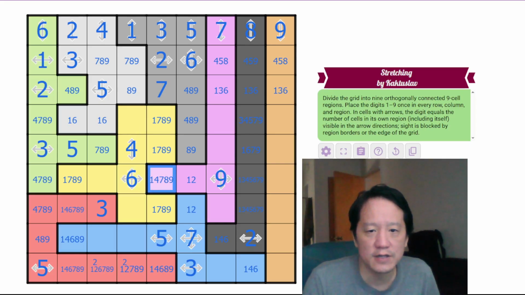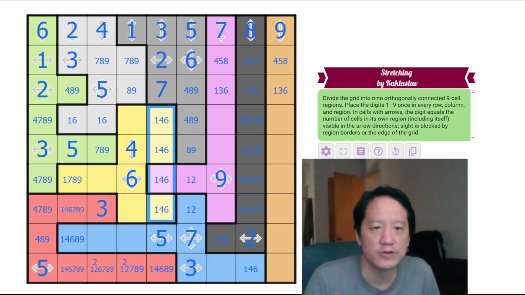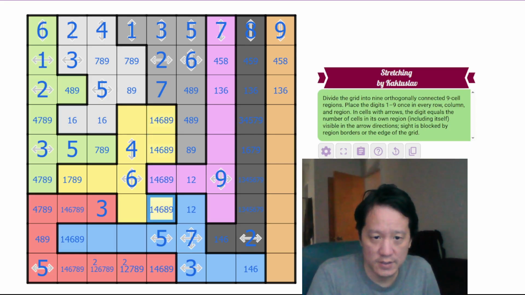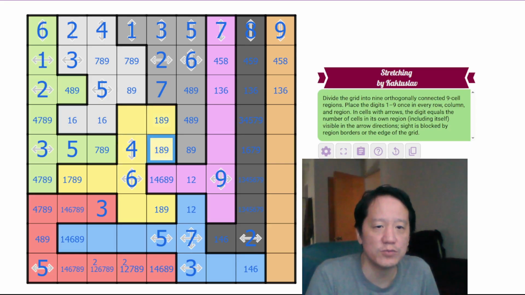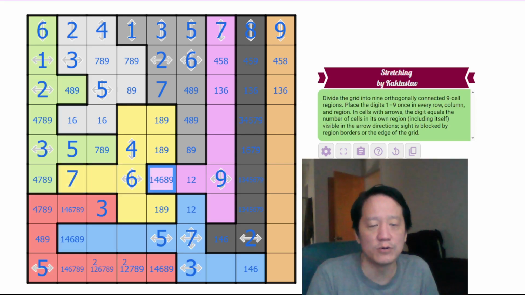Wait, how did I get that? That's wrong. It's 1, 4, 6, 8, 9. There we go. So no 4, 6, no 4, 6, no 4, 6 because of the yellow region. We have a 1, 8, 9 triplet now in column 5 and in the yellow region. This can't be 1, 8, or 9. It's 7. This can't be 1, 8, or 9, or 6, so that forces this to be 4.